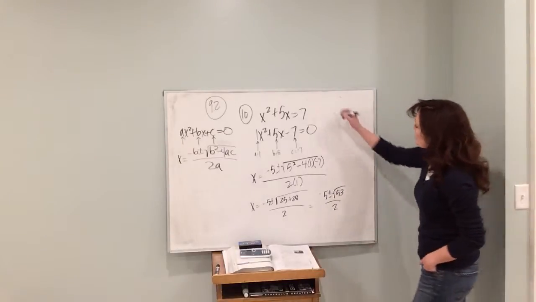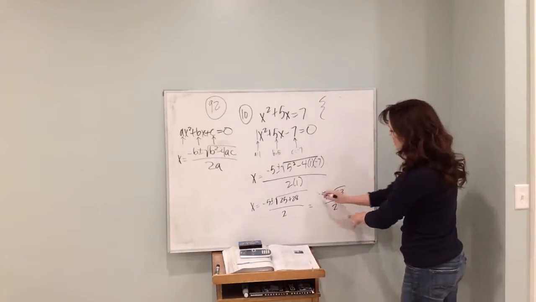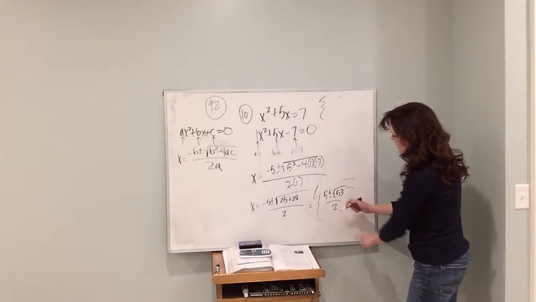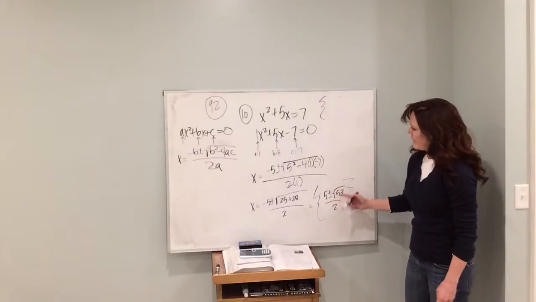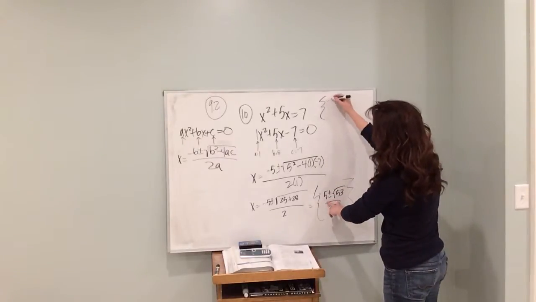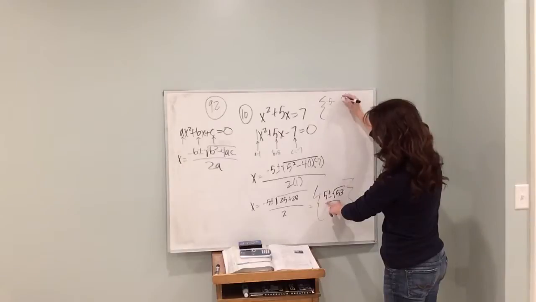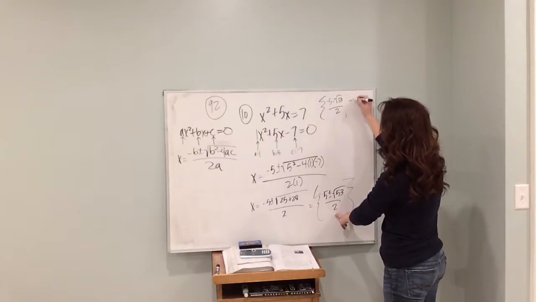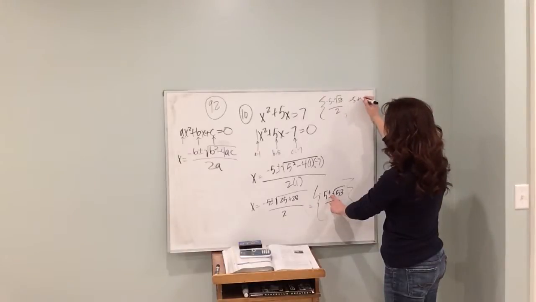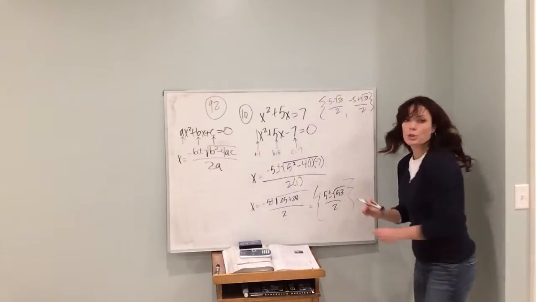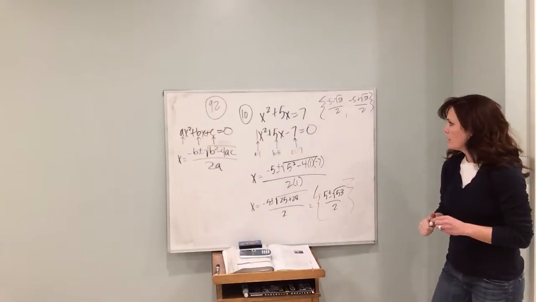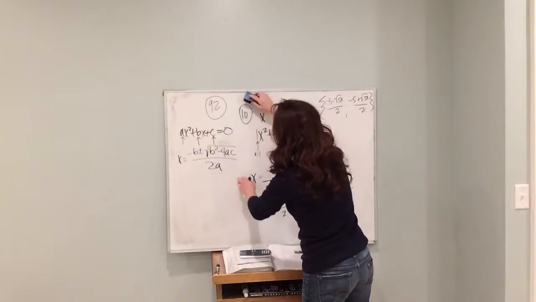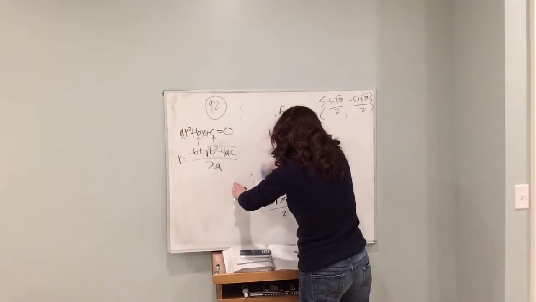This is two answers. So you could see the answer given like this, consolidated into one, but this is in fact two things. This is negative 5 minus radical 53 over 2, and negative 5 plus radical 53 over 2. Those are my two solutions for this problem. So that's problem number 10. Let's look at problem number 11.